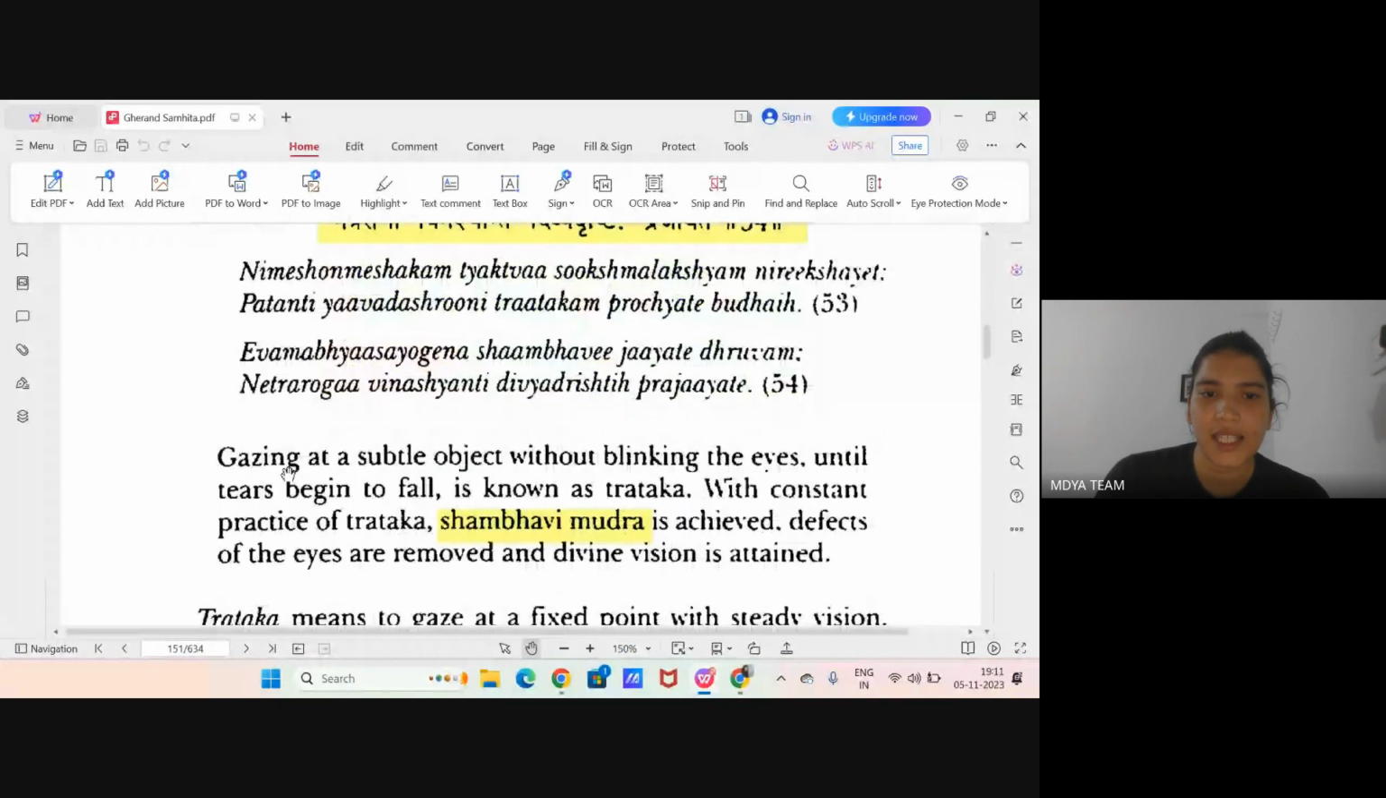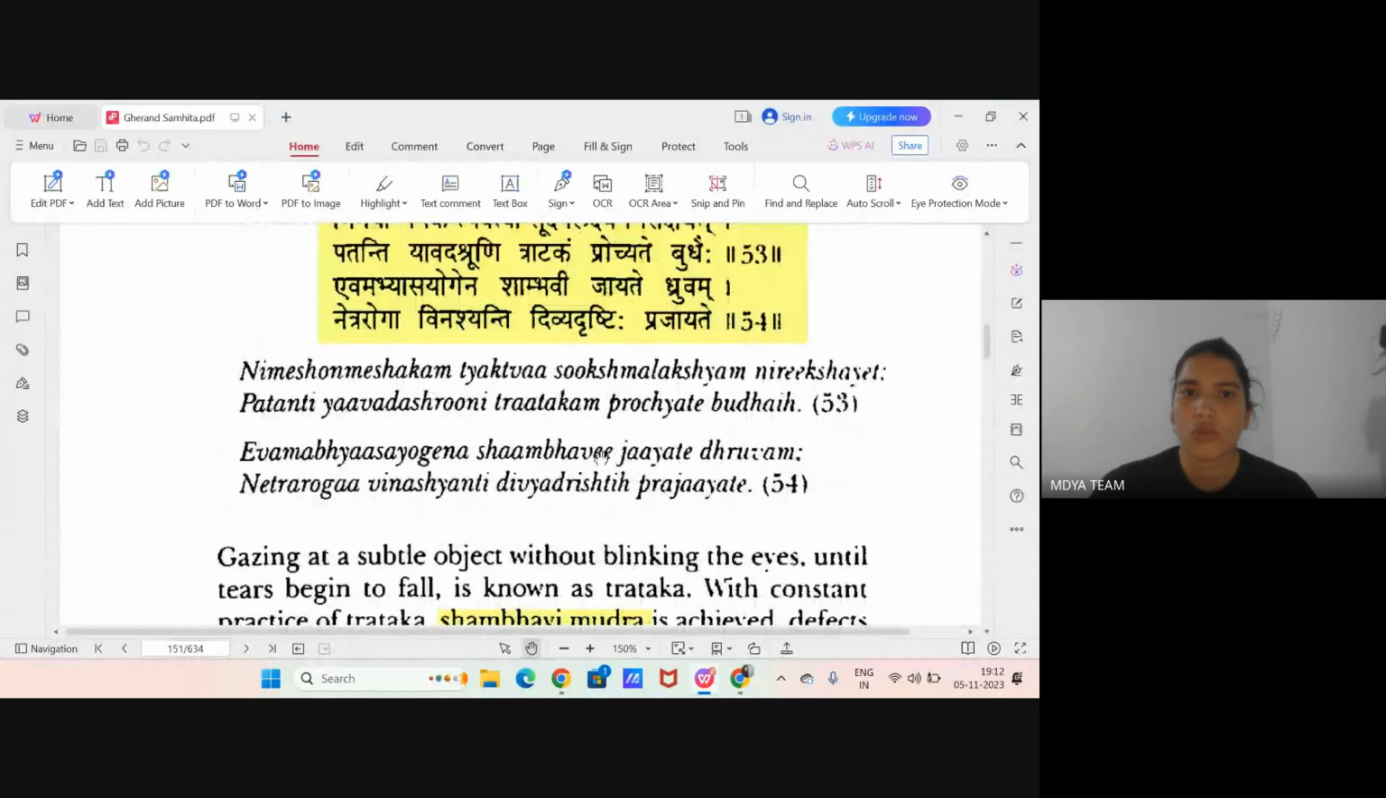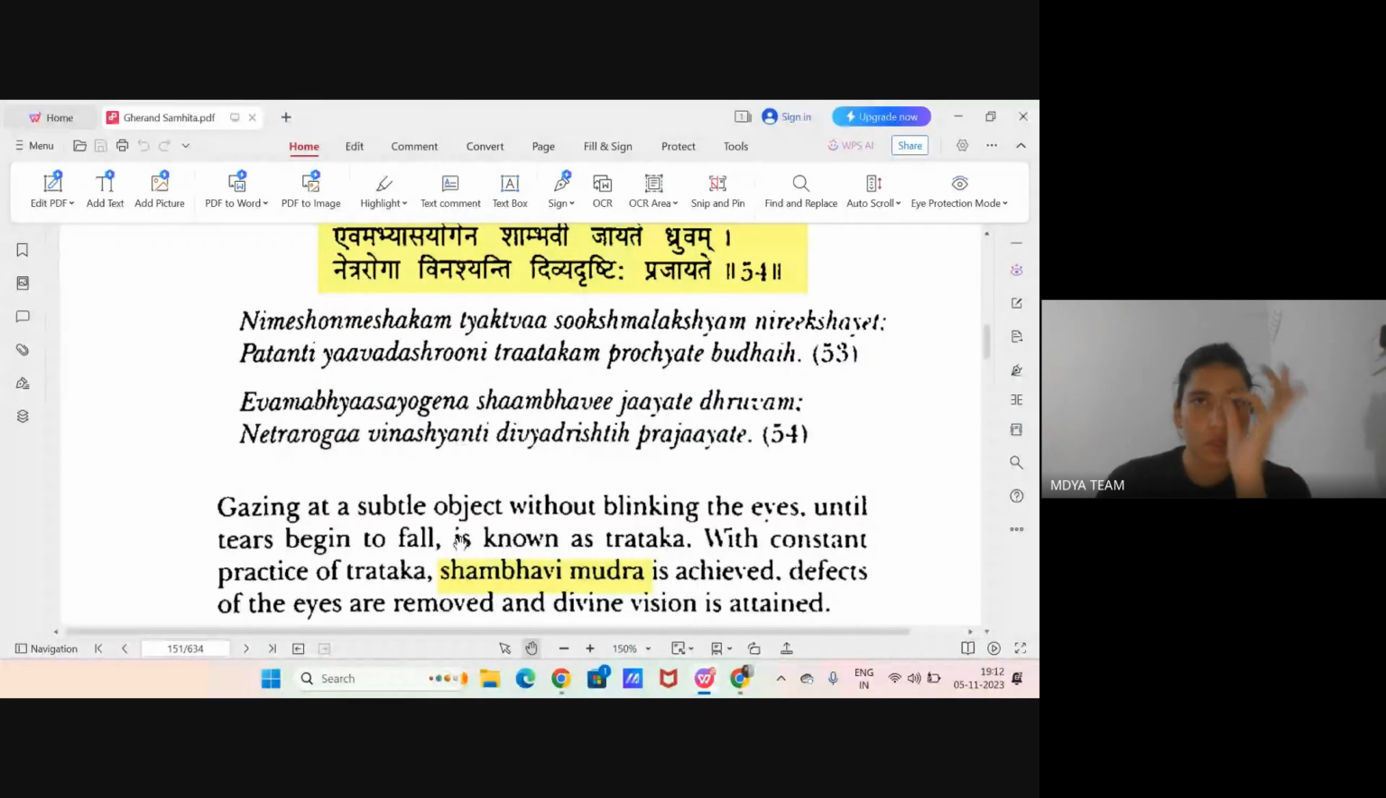So what is gazing at a subtle object? When you take something like a candle or diya parallel to your eyes, you don't have to bend or lift your head. It should be very comfortable. Nimesh unmesh is palak jhapkana, blinking of the eyes. You have to look at a particular point constantly without any disturbance till the tears begin to fall. This practice is known as Trataka.